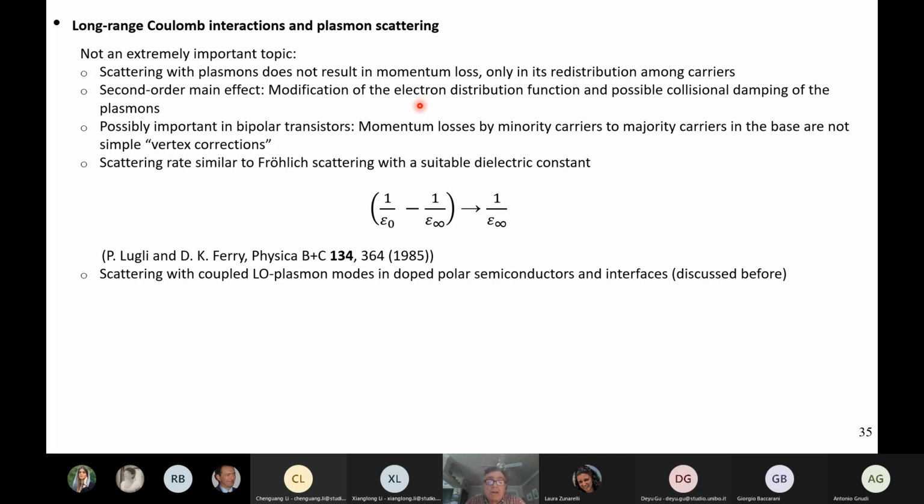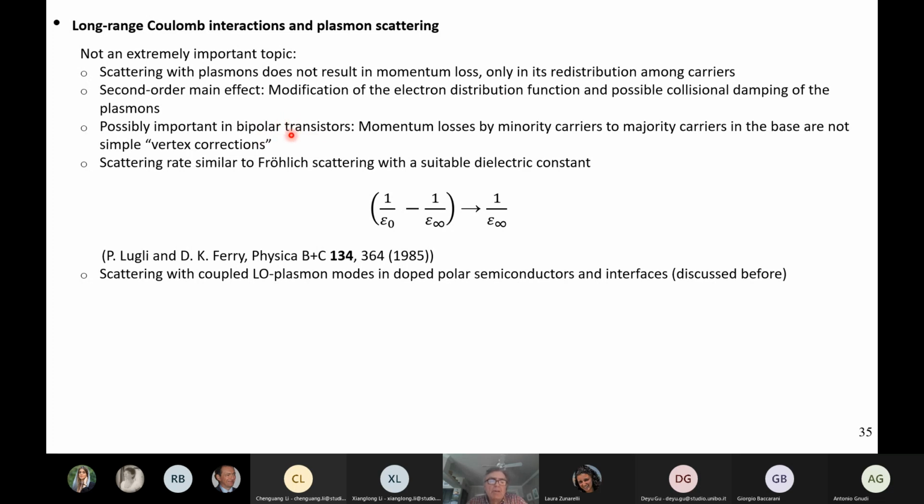Moreover, plasmons themselves can be collisionally damped, can also scatter with phonons, with defects, with impurities. And if this happens before the plasmon can decay into an electron-hole pair, so a single particle excitation, it can be damped by these collisional processes. So momentum and energy will be effectively lost by the electron in an electron-plasmon interaction. This is sometimes the case, particularly in heavily doped materials.